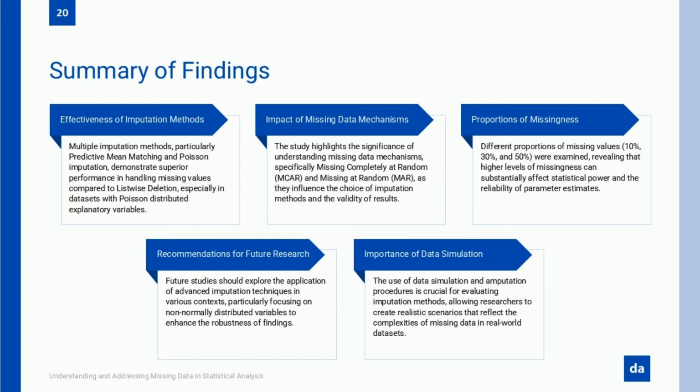Let's break it down. One of the biggest takeaways? Why data is missing matters just as much as how much is missing. If data disappears randomly, like someone forgetting to fill in a survey question for no reason, MCAR, then simple methods like listwise deletion actually work just fine. But if there's a pattern, like people skipping income-related questions because they don't want to share their salary, MAR, you need something smarter, like predictive mean matching, PMM.